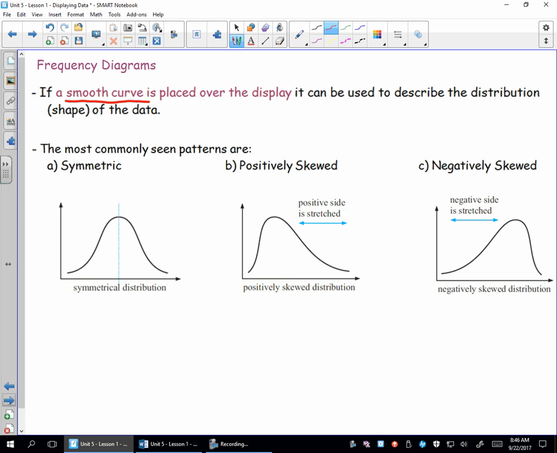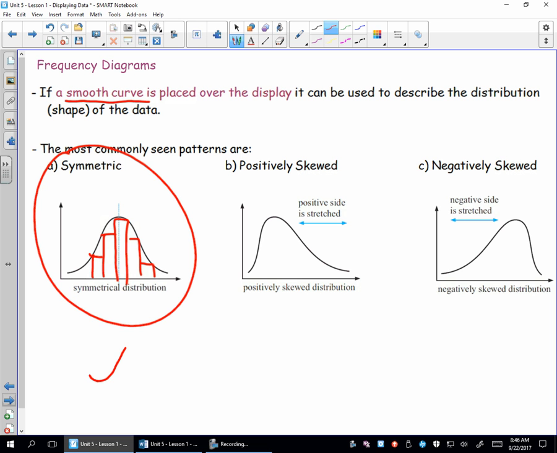Okay, so pattern number one is a symmetrical shape. Most of my data is in the middle. Think of this as a bar graph here, okay? And it's pretty symmetrical. It may not be perfect. Maybe it's a little bit bigger on one side than the other. But if you get that shape, we call that symmetrical.